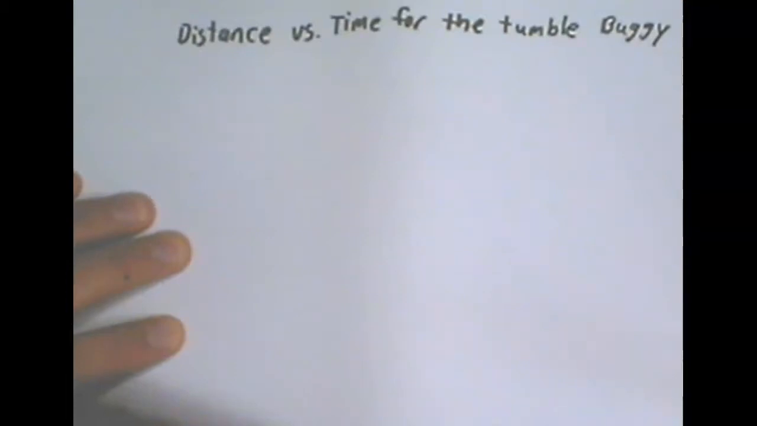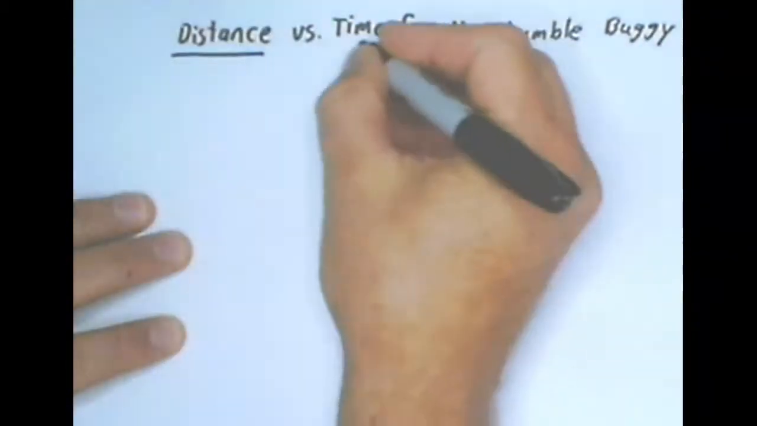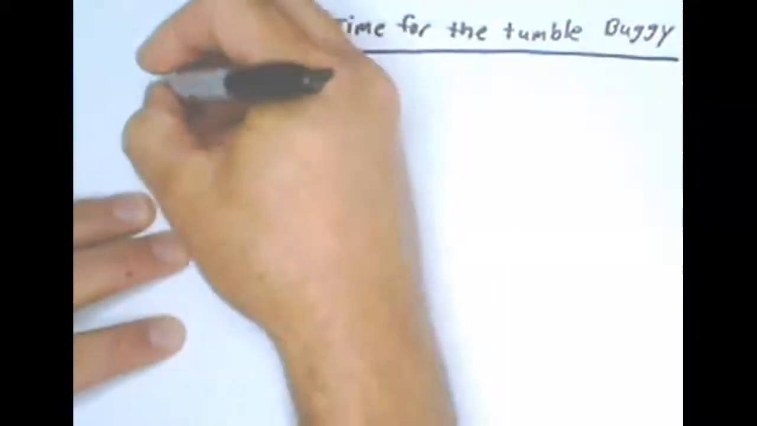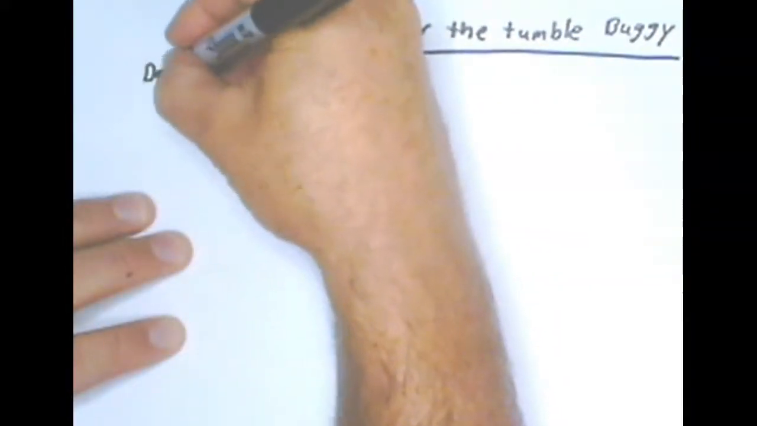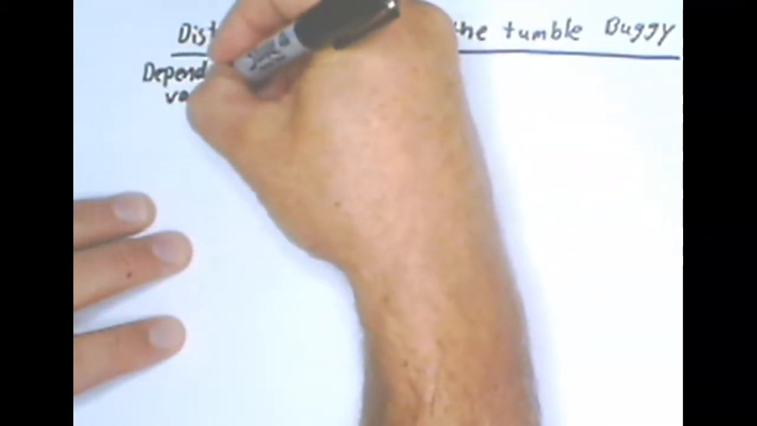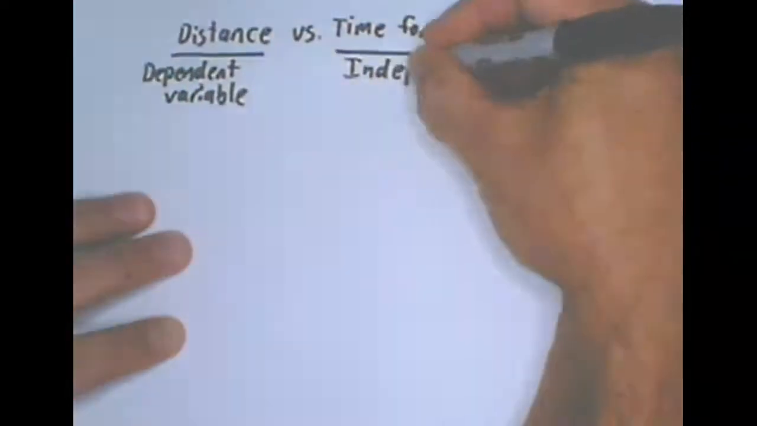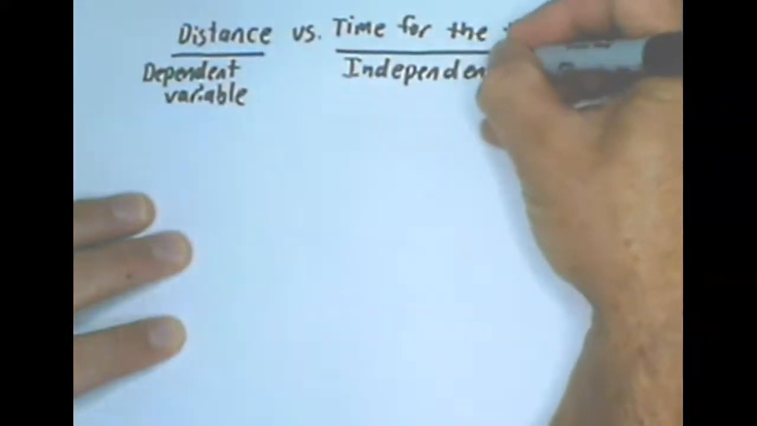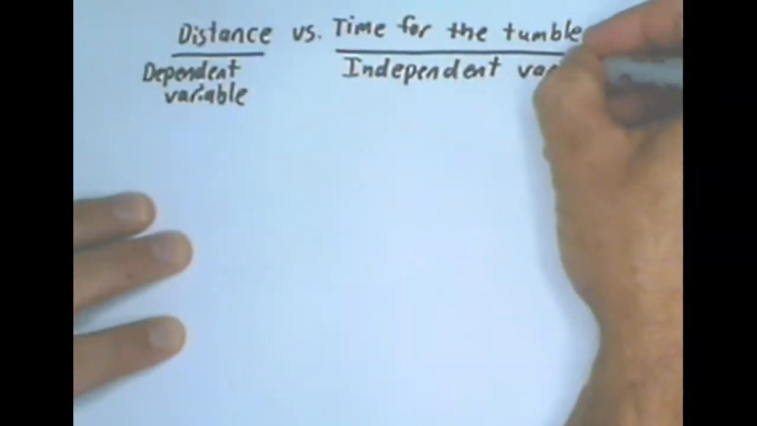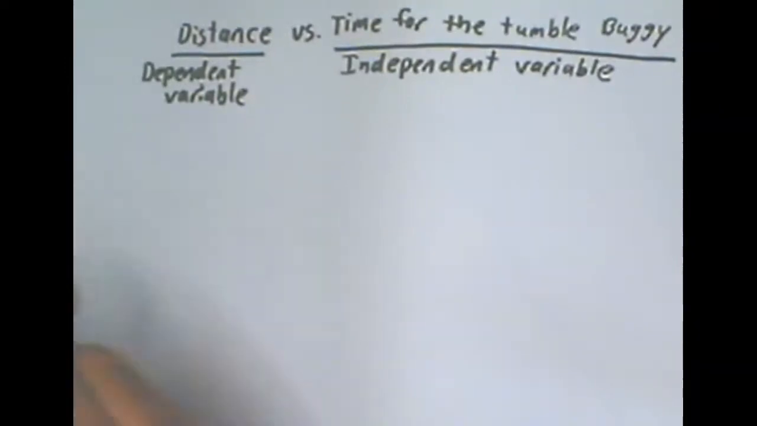Distance versus the time for the tumble buggy. Alright, so remember your teacher told you that these are always written the same way. Whatever's first is always my dependent variable, and what's written second is my independent variable. So that's a lot that's already done for us. We can already spot two things that he's going to ask us about later on that are going to be able to help us out with this.